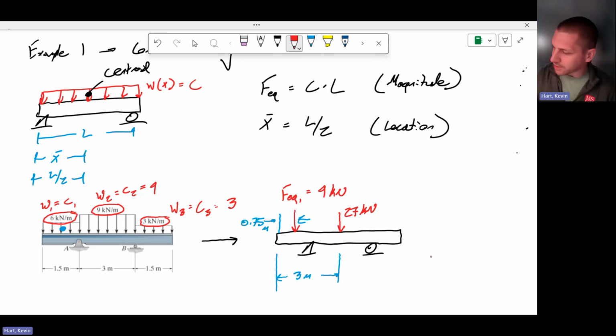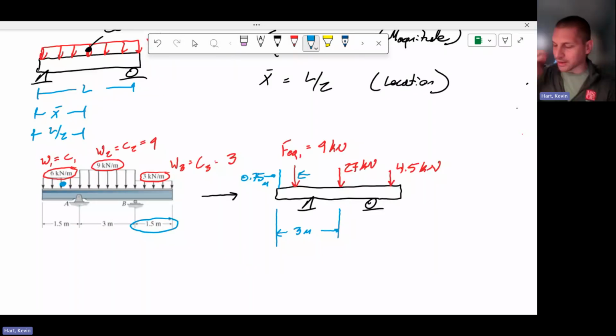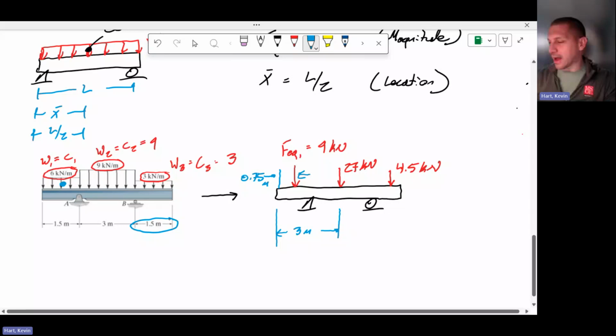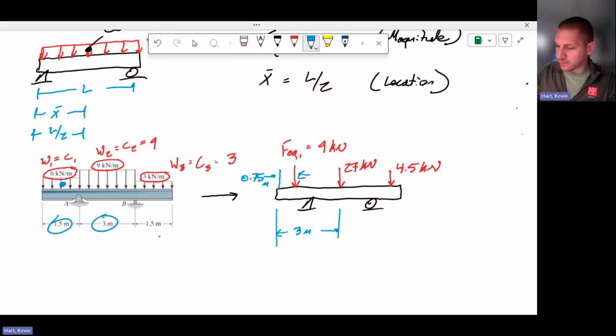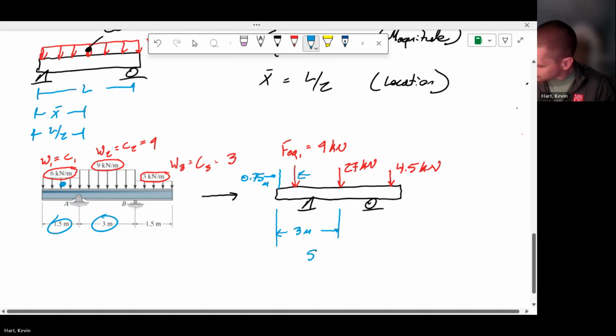The last distribution, I have 3 kilonewtons acting over 1.5 meters. So 3 times 1.5, that's 4.5. And it acts at the center of this distribution, so that's 0.75 meters, half of that length. If I want to look at it from the left-hand side of the beam, which is probably appropriate, I'm going to have 1.5 plus 3, which is 4.5, plus 0.75 is 5.25. Locate that guy.